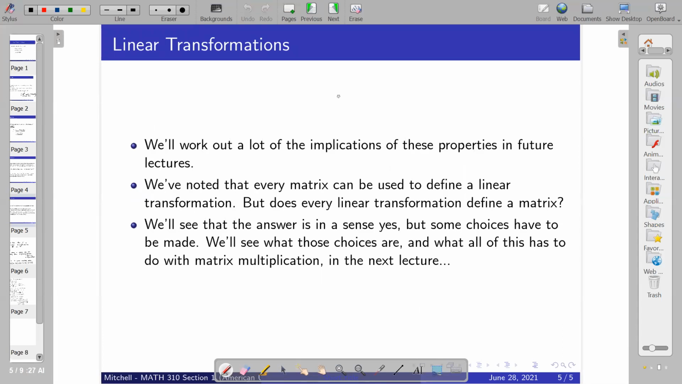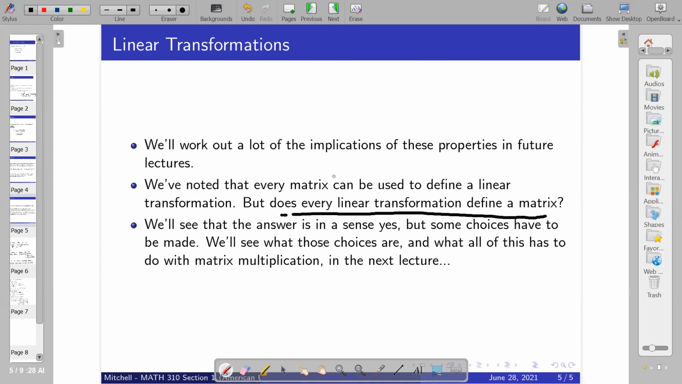What about a final set of comments? We've noted that every matrix can be used to define a linear transformation via left multiplication, but the question might be the other way around. Does every linear transformation define a matrix? So if you start with a linear transformation, is there a way somehow to associate a matrix to that linear transformation? In a moment, we'll see that the answer to that is yes, but you have to make some choices to be able to do it. It's important, when you're thinking about how we're doing the association, to identify what those choices are, and then think a little bit about what would happen if you made a different set of choices.